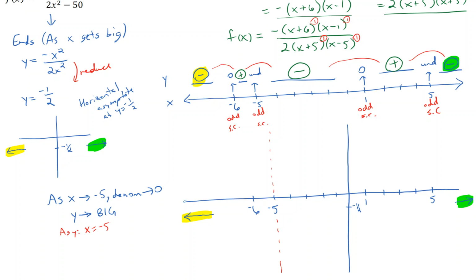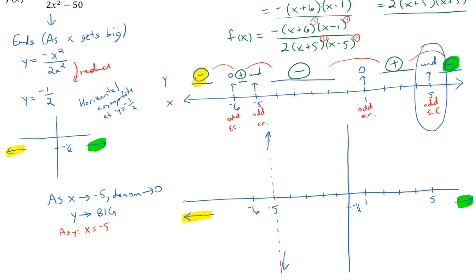And furthermore, if I want, I can see that to the left of negative 5, my y values are positive. So I'm going to have positive big y values on the left side of negative 5. So my graph's going to do this, go up on the left side. On the right side of negative 5, my y values are negative, and they're really big when I'm close to negative 5. So on the right side, I'm going to go down next to this vertical asymptote. Okay?